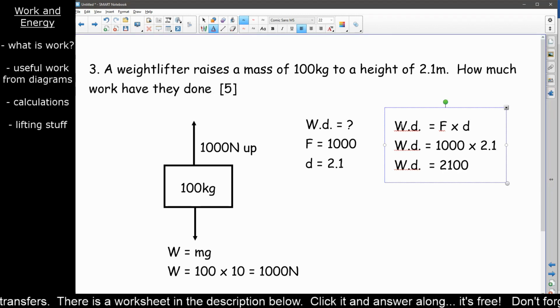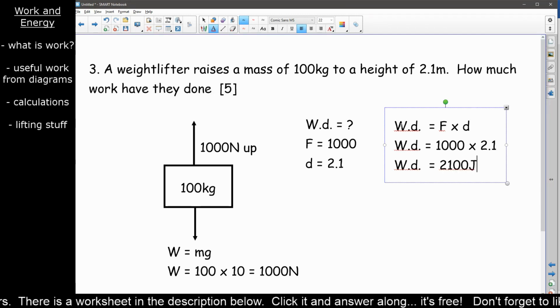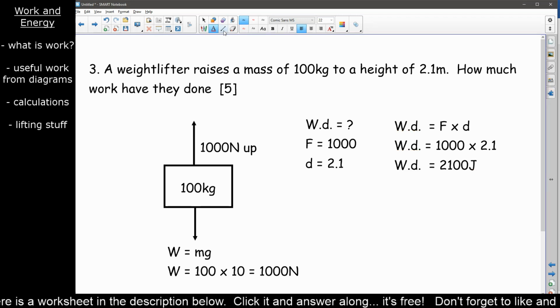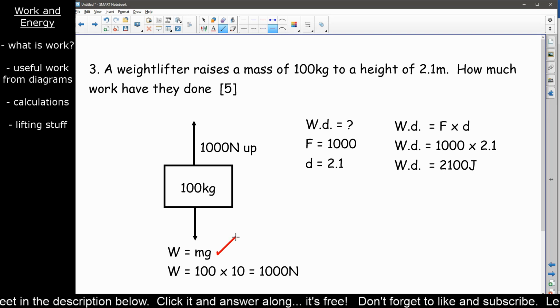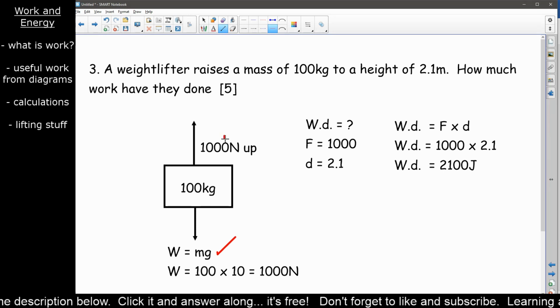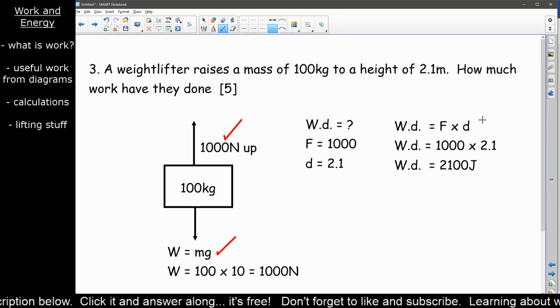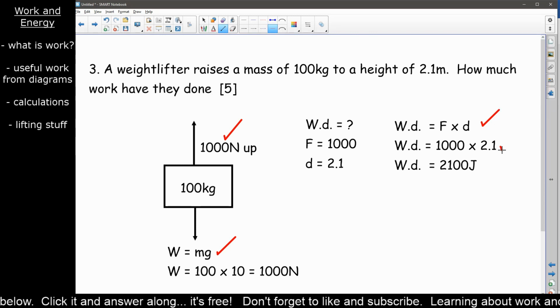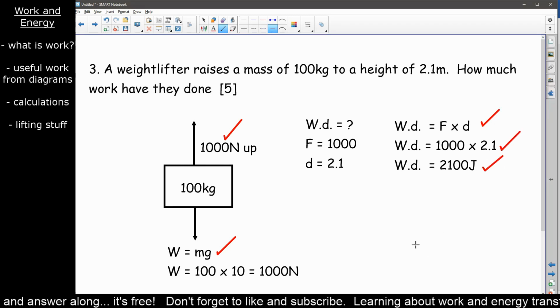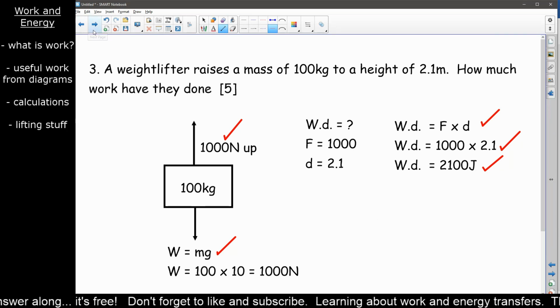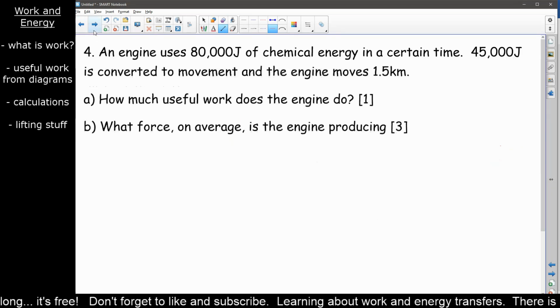equals 2100 joules. Right, and again, marking system here, if we put a little tick, 1 mark for this, 1 mark for this, 1 mark for this, 1 mark for this, and 1 mark for this. And that gets you your 5 marks. Hope for that one, it's an easy one.